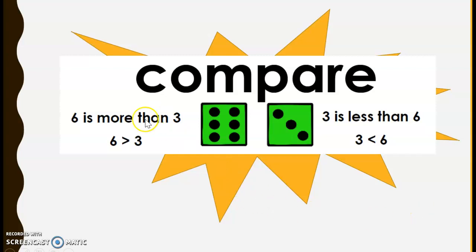Okay, so here an example is 6 is more than 3. So we say 6 is greater than 3. We can also say 3 is less than 6. Remember, the alligator is hungry. It wants to eat the bigger number.